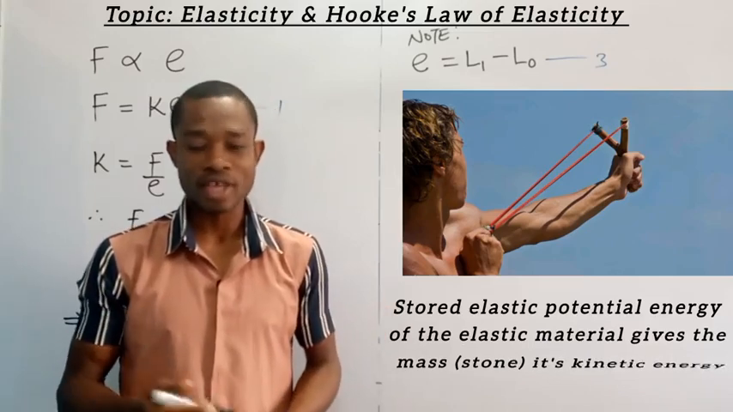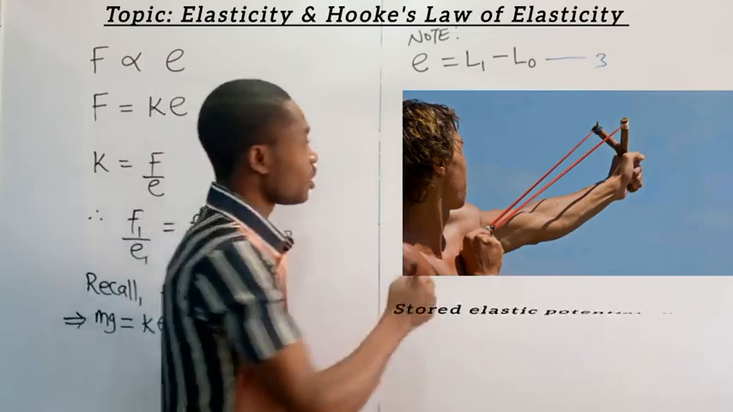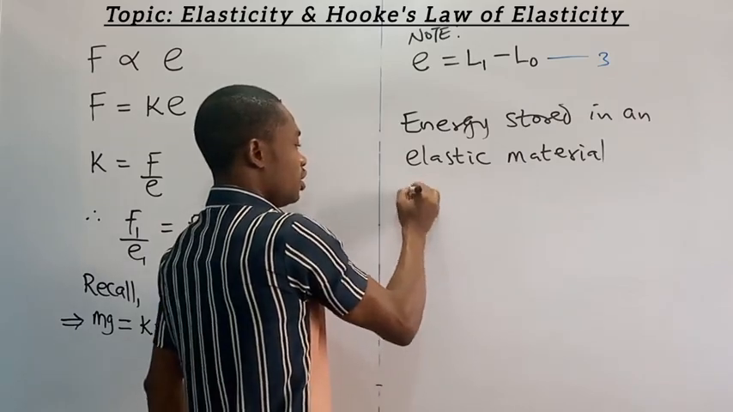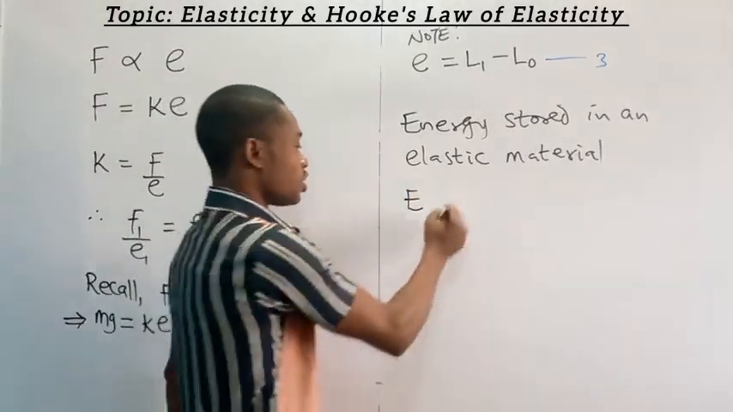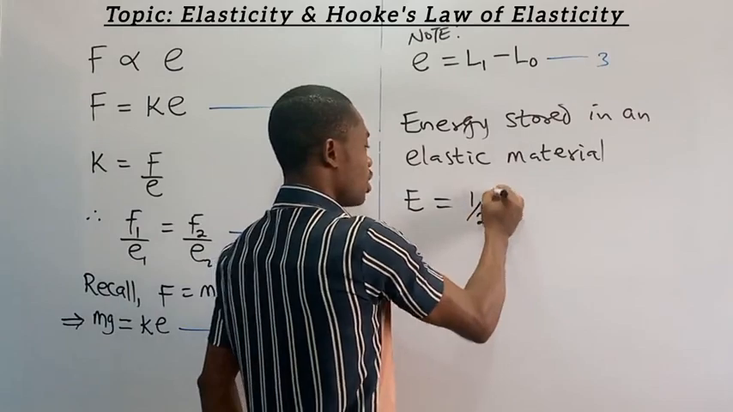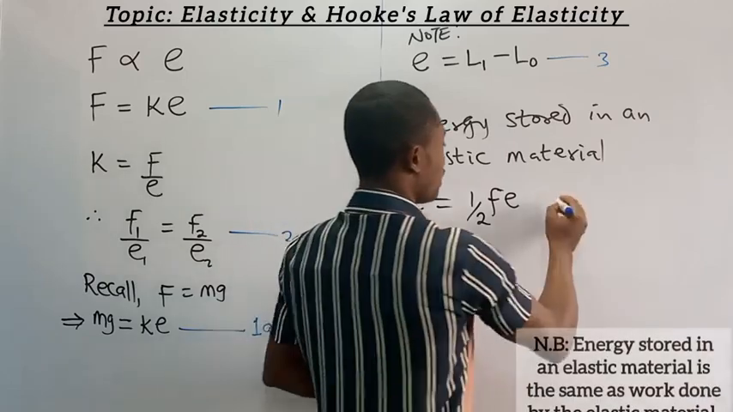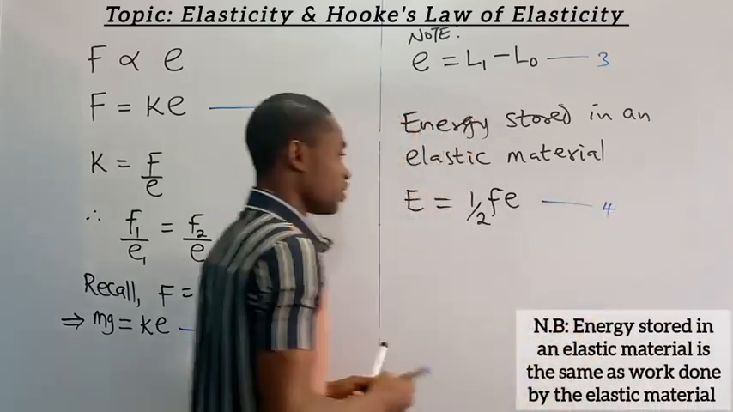And what is the formula for the energy stored in an elastic material? Energy stored is given as, I'm going to use E. You can use W if you want, the choice is yours. 1 over 2 Fe. This is the formula for calculating the energy stored in an elastic material. Let's call it equation 4.